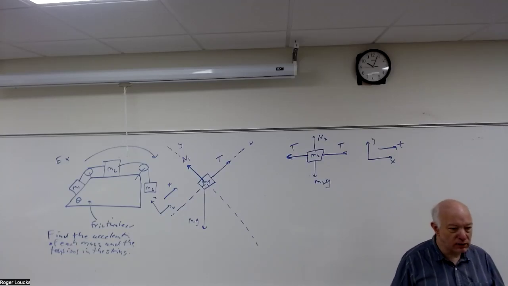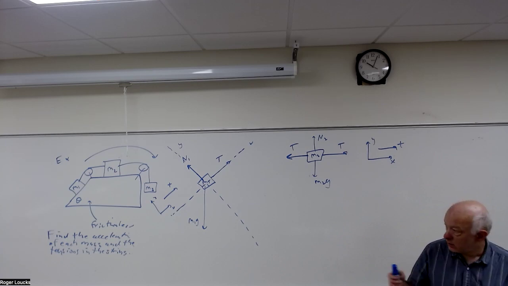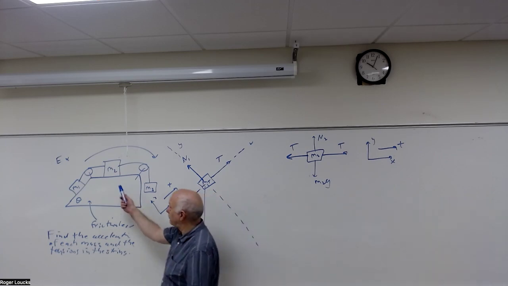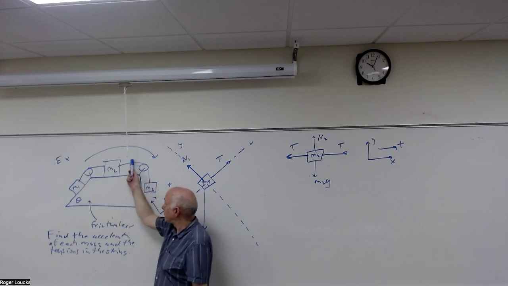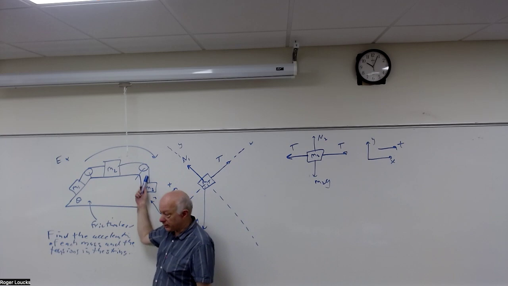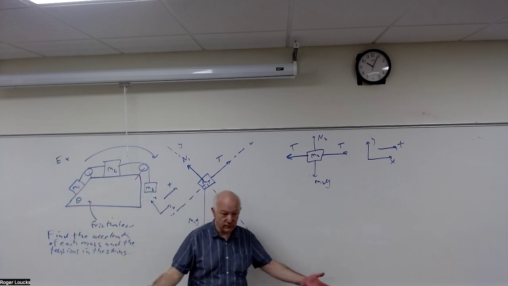When did we say the tension is the same? In a string that's massless, and the pulley's massless as well. So all this tension here is the same, all this tension over here is the same, and all this tension is the same, but this tension here does not have to equal this tension here. So how do we fix it?